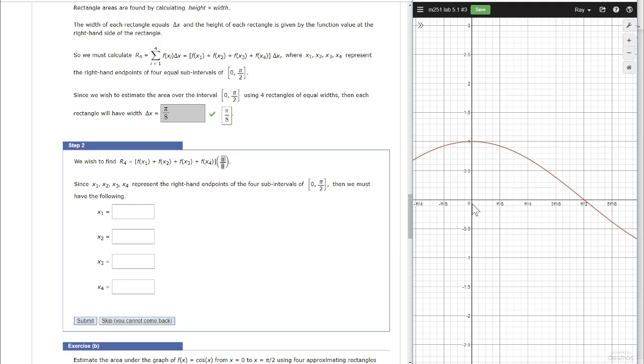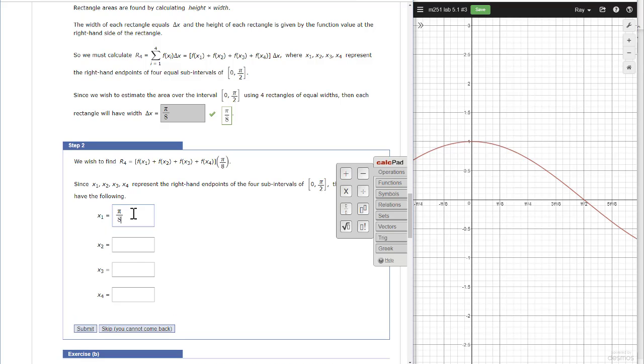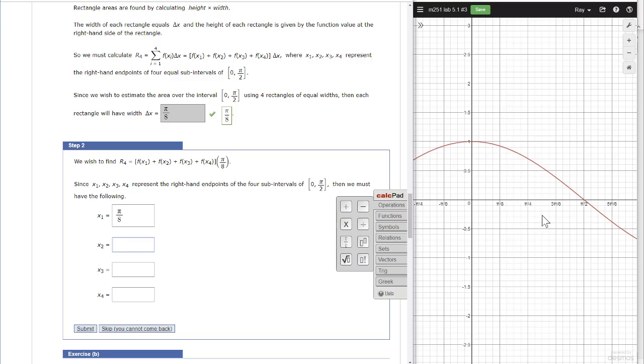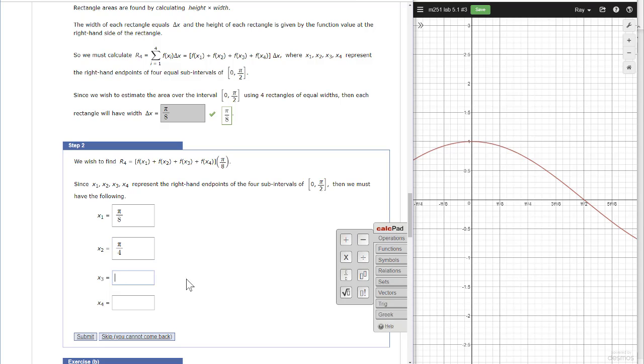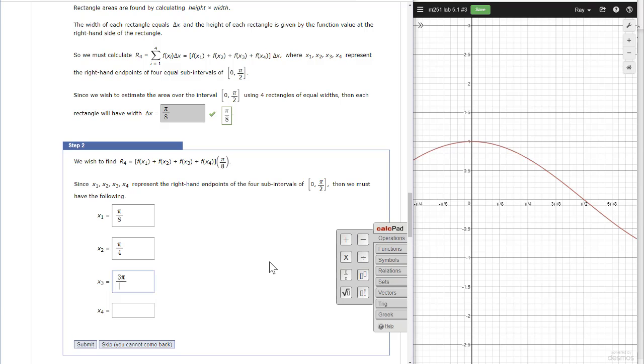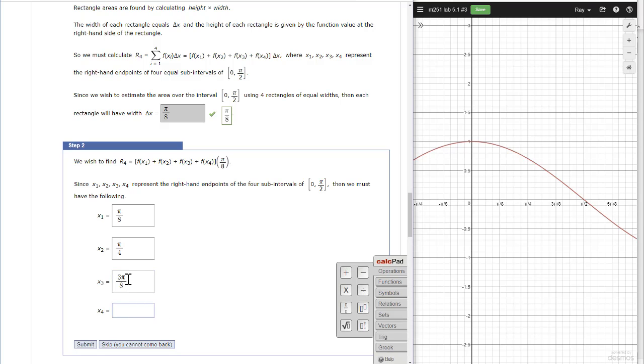So x sub 0 is going to be 0, and x sub 1 is going to be pi over 8. So it's going to give us our x values. The next one is pi over 4. And if you didn't have this graphing program, you would just start with 0 and then add pi over 8, and then add pi over 8 to pi over 8 to get pi over 4, and add pi over 8 here, and then you're going to get 3 pi over 8. And then add pi over 8, it's going to be 4 pi over 8, which is pi over 2.